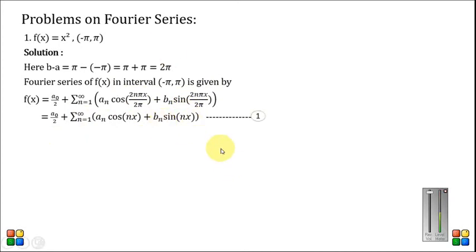So mark this as equation 1. This is our final Fourier series, right? After solving the parameters a naught, an and bn, we are going to put those values in this equation, that is equation 1. Now let's solve for a naught.